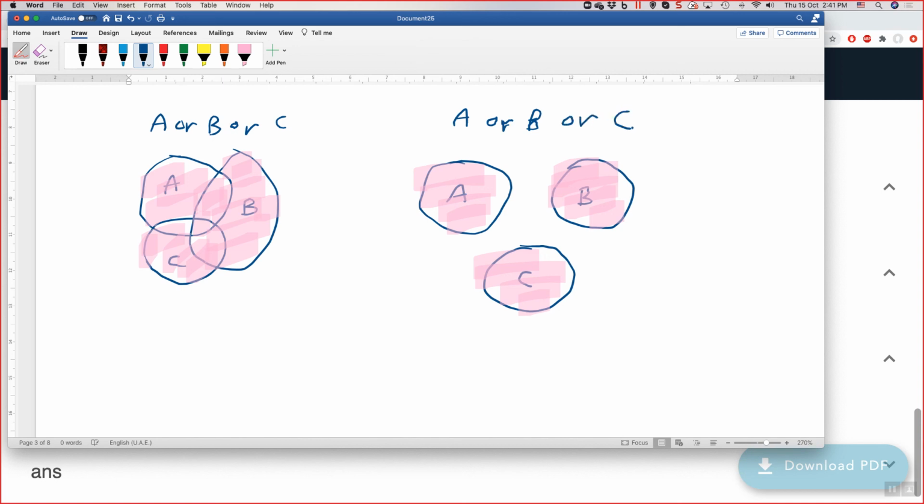But the difference is that here we have them mutually exclusive. This is called mutually exclusive, while here they are not mutually exclusive, or non-mutually exclusive.